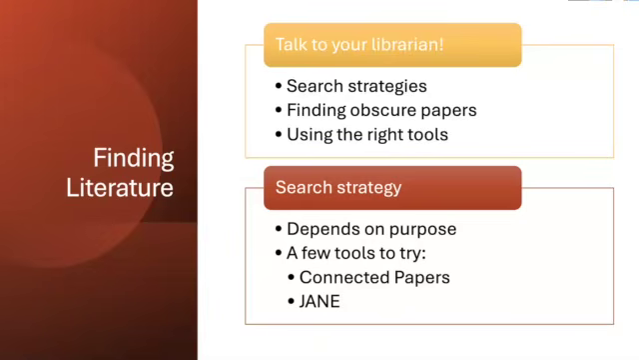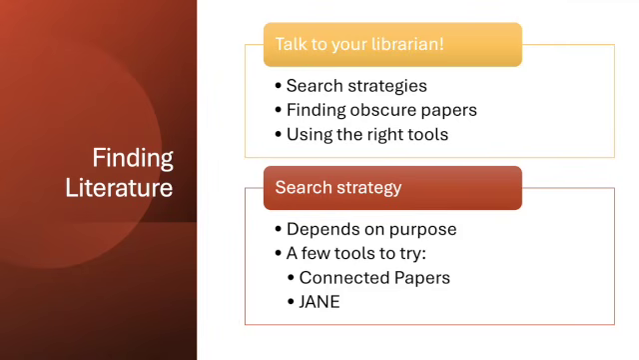We're going to talk today about literature reviews and how to find good literature and how to use literature reviews as research. Now, for finding the literature, two great suggestions for you. First, talk to your librarian. Your local librarian, either at your medical college or within your clinic, will have great suggestions for searching. They will be able to help you find obscure papers or get access to papers that you wouldn't otherwise have access to. And they'll know the right tools for you to use and what are available to you.